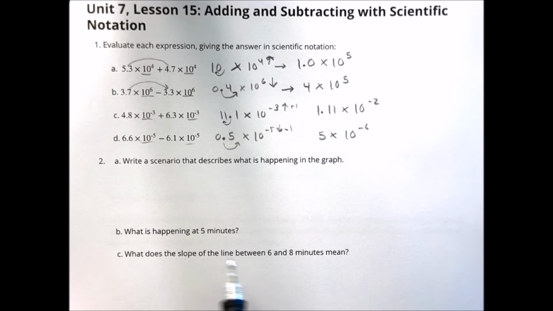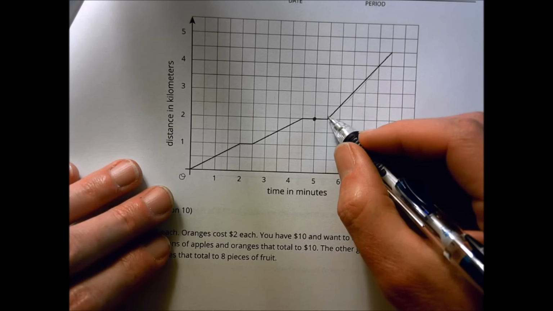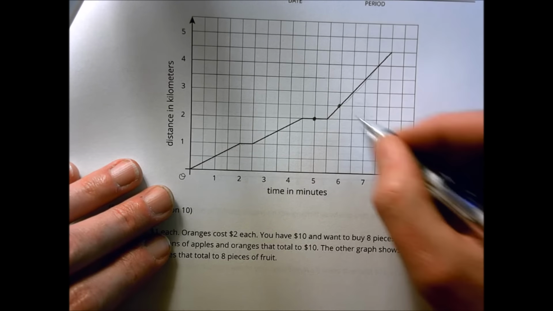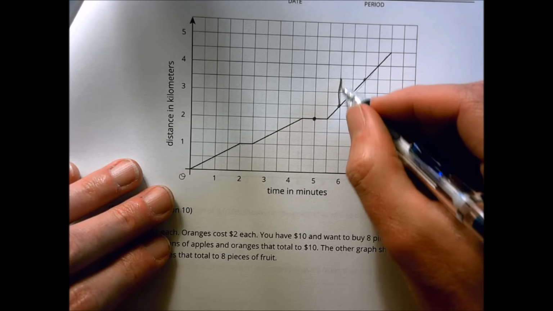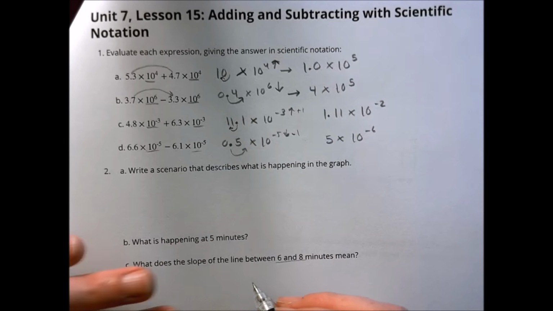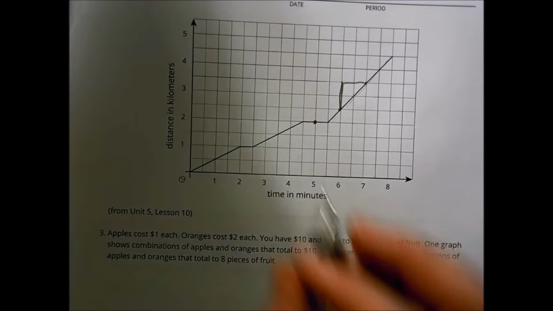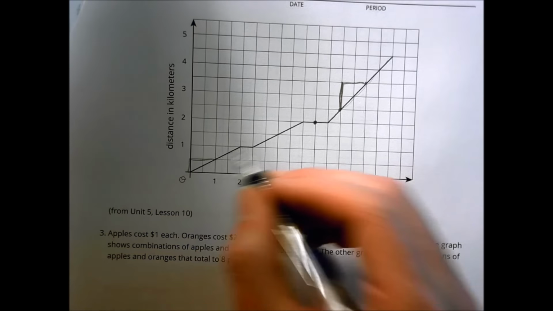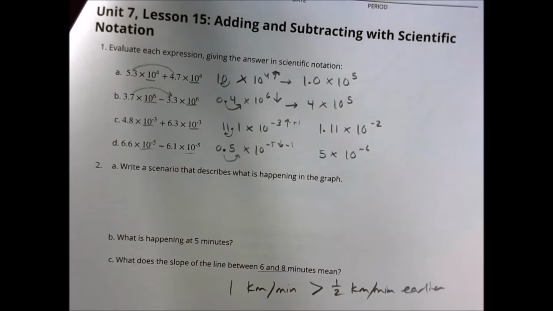What does the slope of the line between 6 and 8 minutes mean? Well, between 6 and 8, what I can see here is that you look at 6, and you look at 7, he's going a distance of 1 kilometer per minute at that point. So he's doing 1 kilometer a minute, which is much faster, because here he was only doing half a kilometer a minute. So it's greater than the 1/2 a kilometer a minute he was doing earlier. So he's definitely sped up his game quite a bit there.